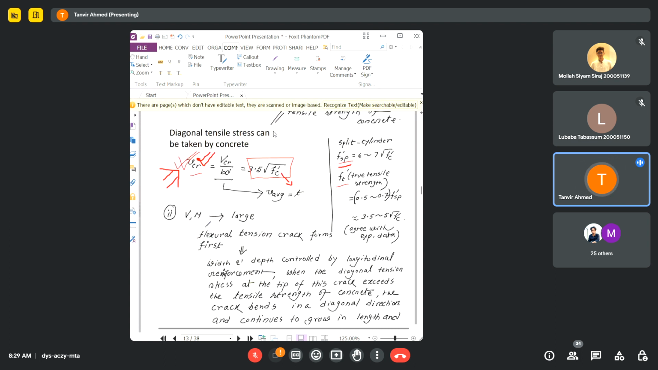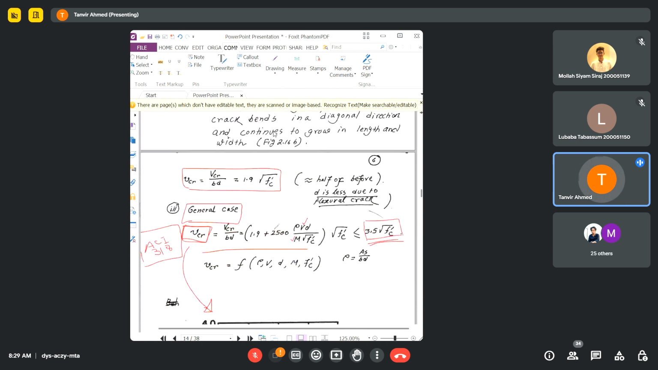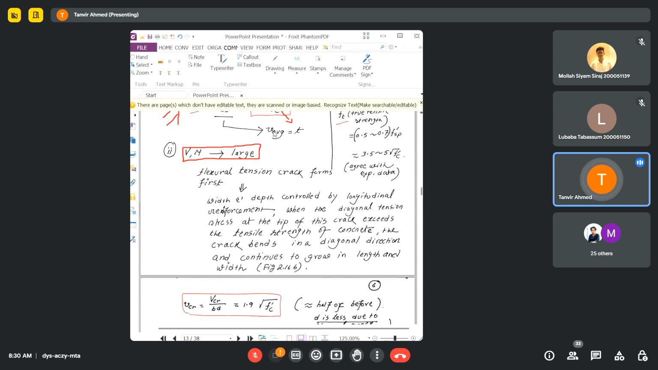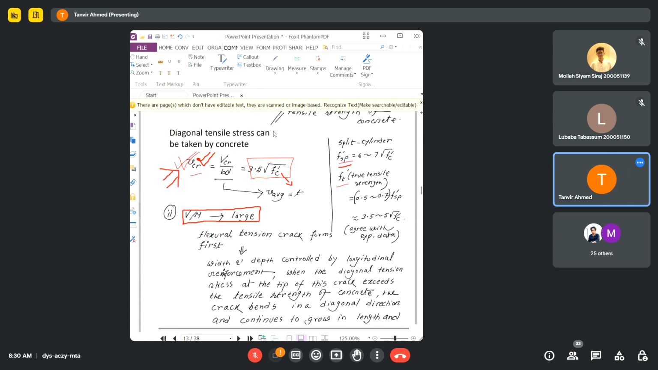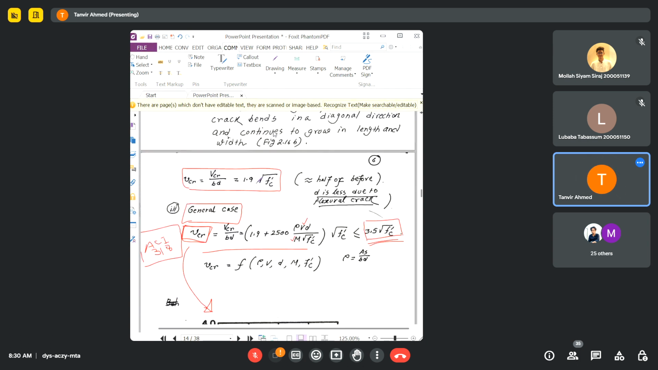All right, so this is one thing. And the other equation is when you have both V and M large. So if your V and M, both of them are large or significant, in that case, the factor here, 3.5, will reduce to 1.9. So the equation will then be 1.9 square root of fc prime. Now my question to you, anyone can answer, why has the factor reduced when you have both of them, V and M, significant? Why has the factor reduced? Can anyone answer?